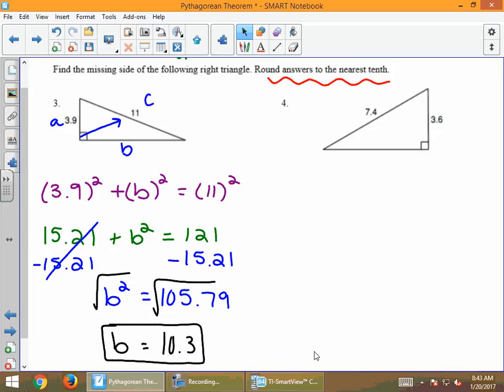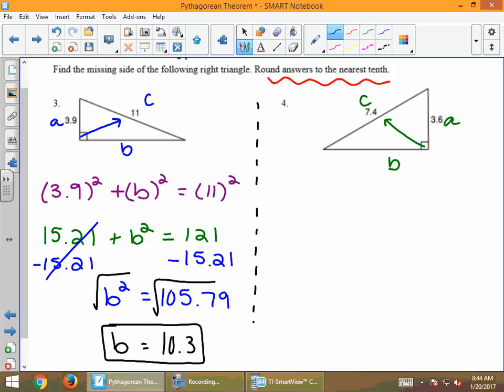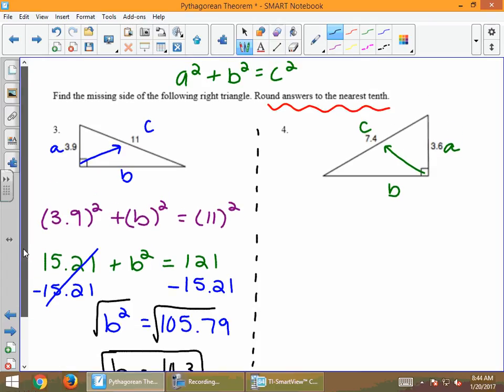We have one more example to do together. Same exact steps. Go ahead, start at your 90 degree, go across, that's going to be your C. The other two do not matter. One's going to be your A. The other one's going to be your B. Again, the bottom one could be A. The up and down one could be B. Doesn't matter. You're not wrong, as long as the hypotenuse is your C. Okay. And plug it into that theorem, A squared plus B squared equals C squared.